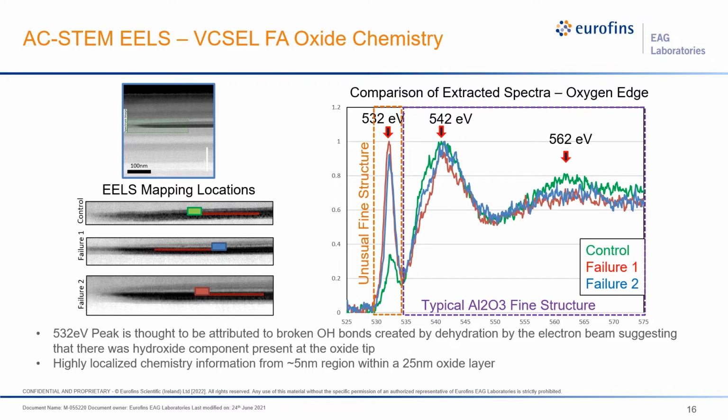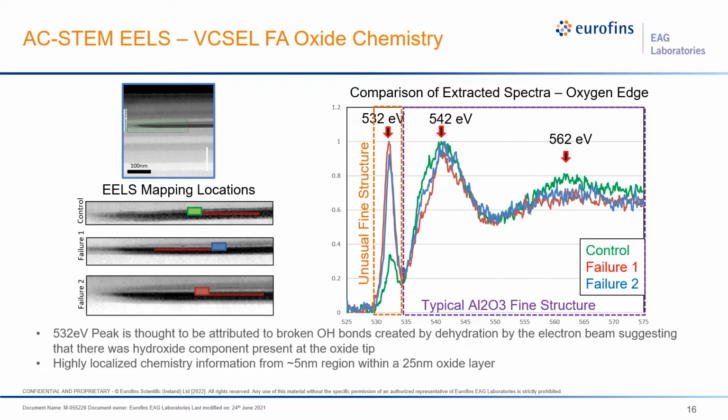And this is an example of looking at the oxide aperture in vertical cavity surface emitting laser samples. In this case, we have a good control sample versus a couple different failures, and we're taking data near where the failure started, and we can then look very specifically at the oxygen EELS edge and compare the three samples. And what we're finding is that there's an unusual fine structural detail here at 532 eV that seems to be correlated with the failing devices versus the known good device.